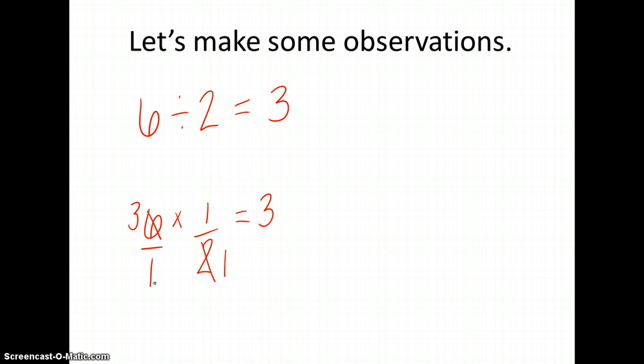Remember that 6 has a 1 in the denominator because all whole numbers are really a fraction with 1 in the denominator. And if I multiply across, 3 times 1 is 3, over 1 times 1 is 1. And I don't really need that 1 in the denominator, so I know 3 over 1 is actually equal to 3. Notice when I divided by 2, it was the same thing as multiplying by 1/2. Let's see if that helps us when we're dividing fractions.